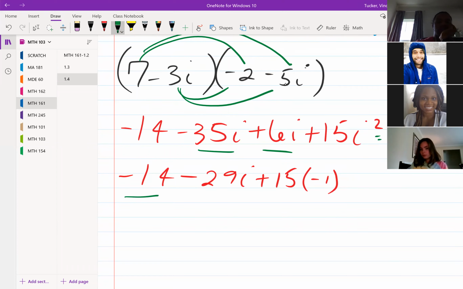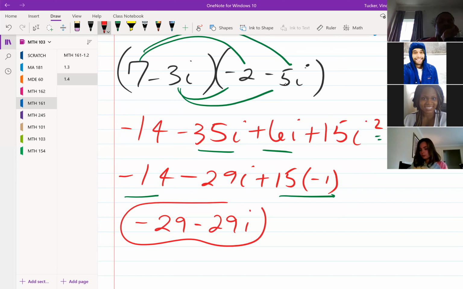So now that's a negative 14 and a negative 15 that we have as like terms. So that'll be a negative 29 minus 29i. Any questions?